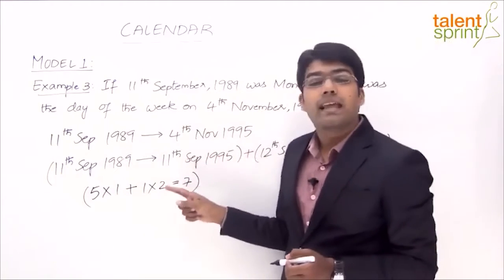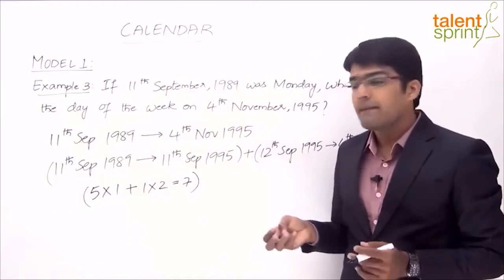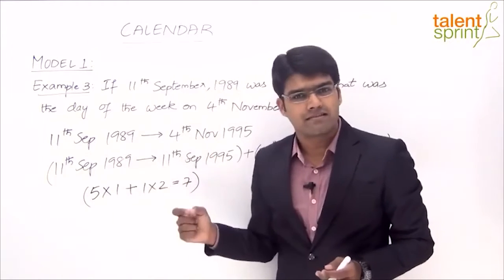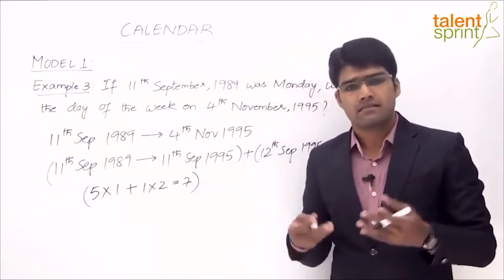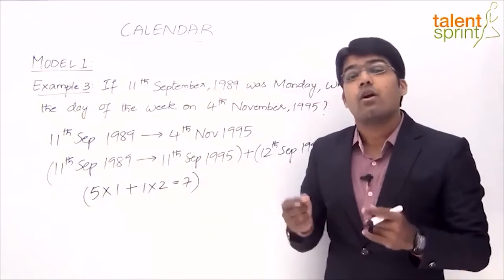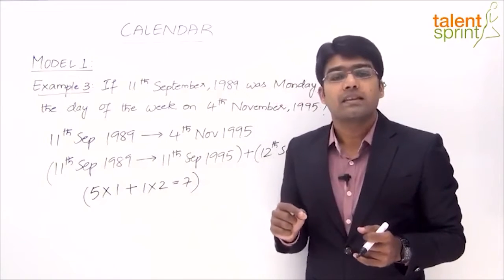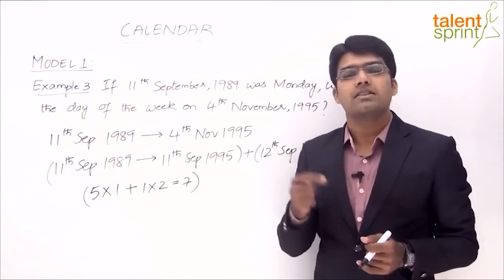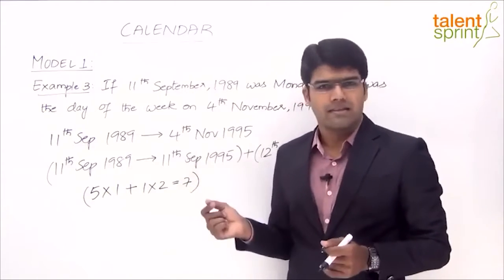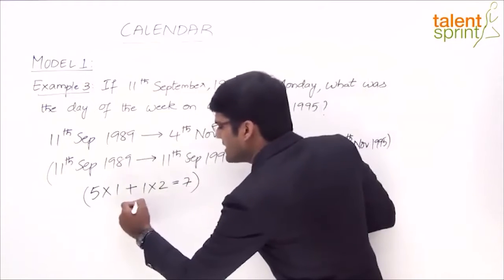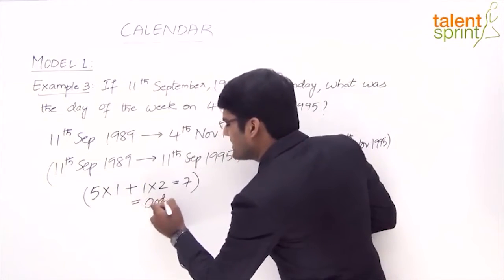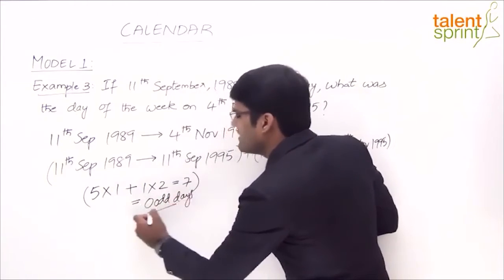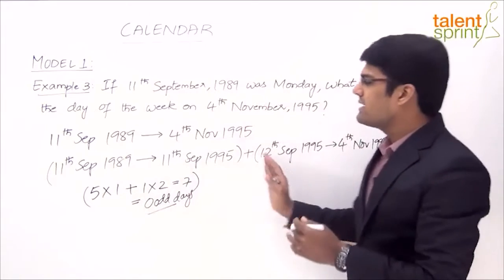This can also be calculated in another way. What is that? This is the total period of 6 years. 6 years will definitely have 6 odd days, and since one of the years is a leap year here, in that year there will be 1 additional odd day. So 6 odd days plus 1 additional odd day will give us total 7 odd days. In fact, 7 odd days is equivalent to 0 odd days. So we can say that this period had 0 odd days, or there is no odd days in the first period.